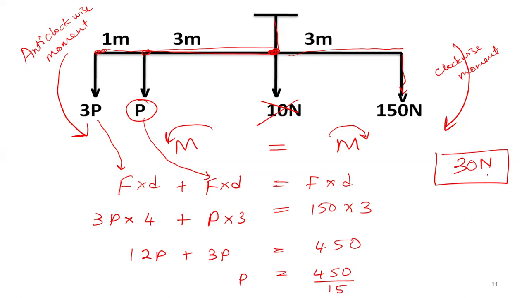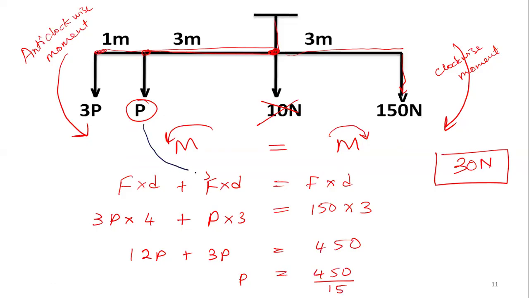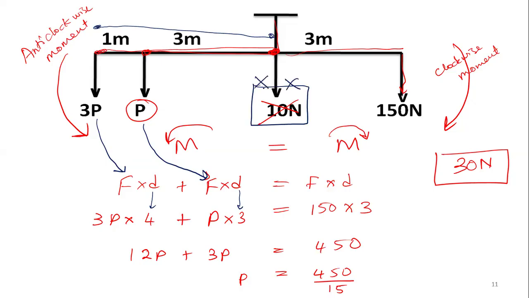450 divided by 15 is 30, and the answer is going to be Newton because this is related to force. Are you clear about it? If you have any doubts or any problems, you all can ask. I use FD for this, FD for this. Distance was 3 here. Here distance is 4 because from the pivot point to the force point, it's 4 meters. We did not select this because it's on the pivot point. It's not going to affect the clockwise or anti-clockwise moment.